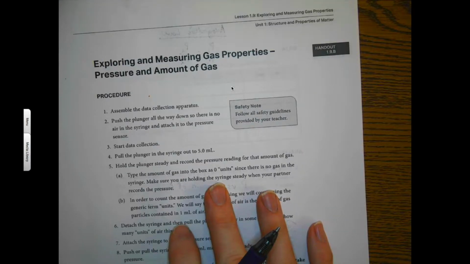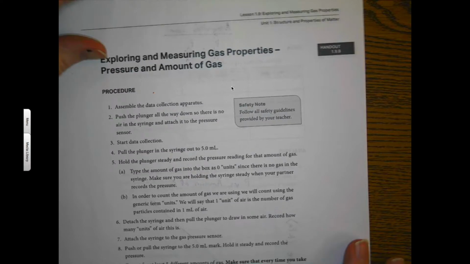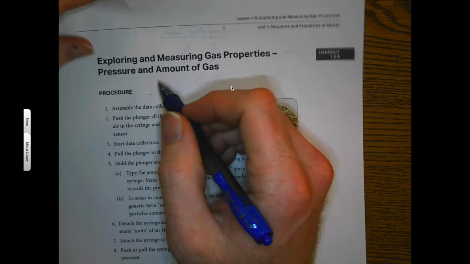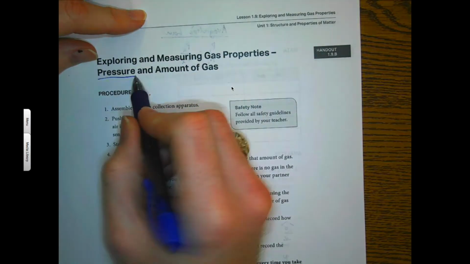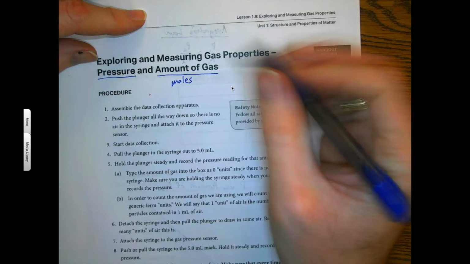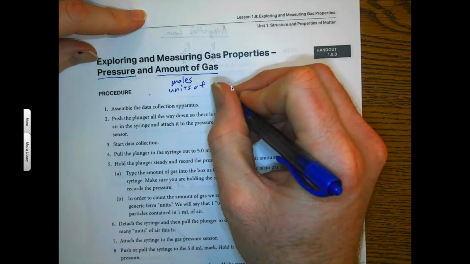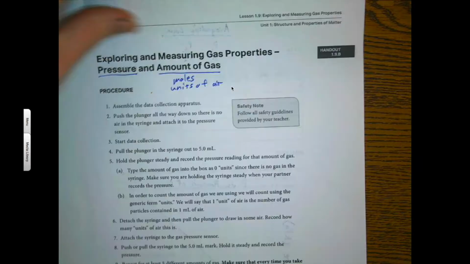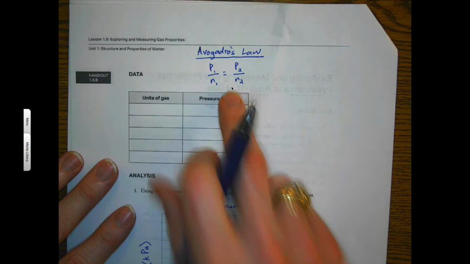Now let's take a look at what these laws look like on paper. So we're going to look at the picture perfect way a graph should look. So for pressure and the amount of gas, this is sometimes called moles, or right now we're just thinking of it as units of air, at the moment. But you can call it moles, which is the number of particles. So this is called Avogadro's law, and that's the equation for it. I'll get back to this one in a second.